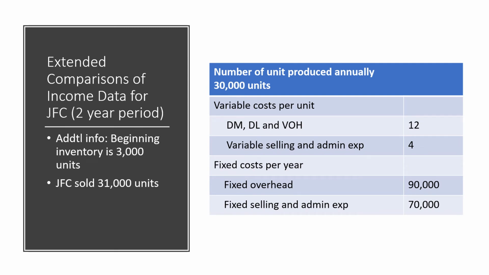Ngayon, let us try to complicate yung sample problem. So, let us assume na yung original given kanina is year 1, tapos we have here data for year 2. So, meron tayo ditong additional information. So, meron na tayong beginning inventory na gaano karami, 3,000 units. And then, during the second year, JFC was able to sell 31,000 units. Yan lang yung additional information natin. The rest ng kanyang variable costs as well as your fixed costs, the same pa rin with the original data.